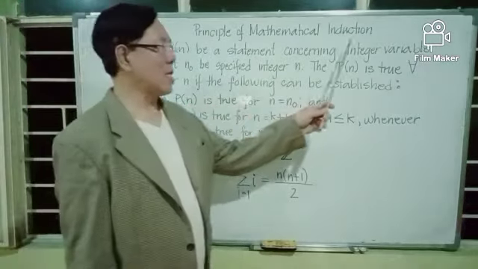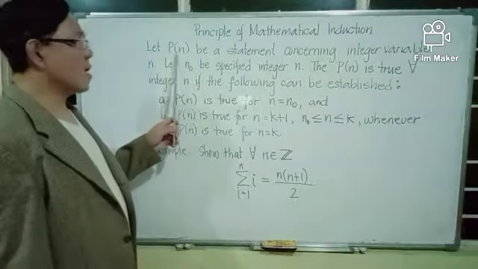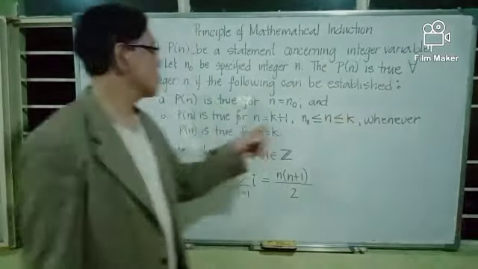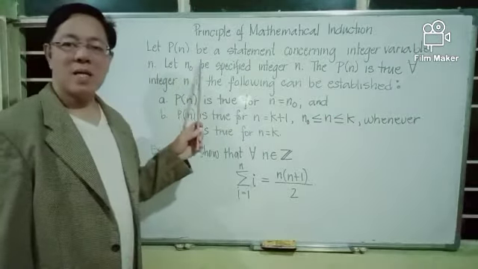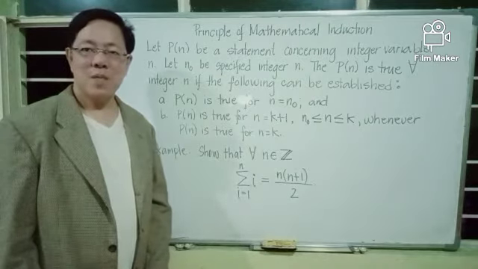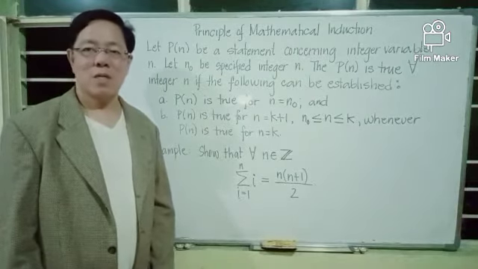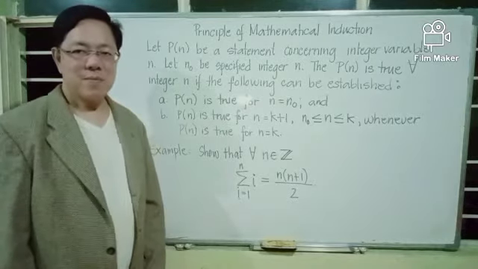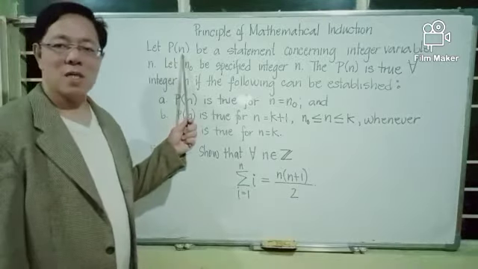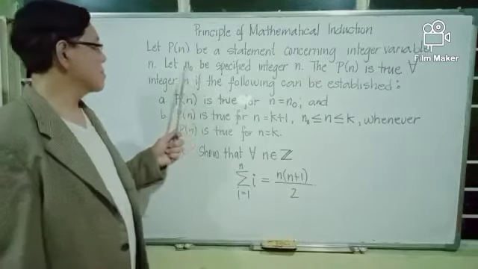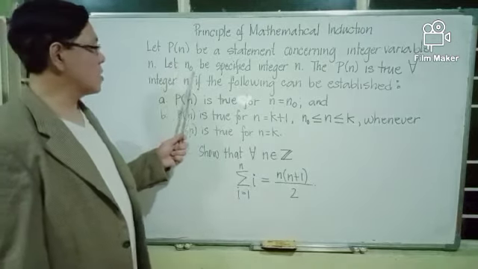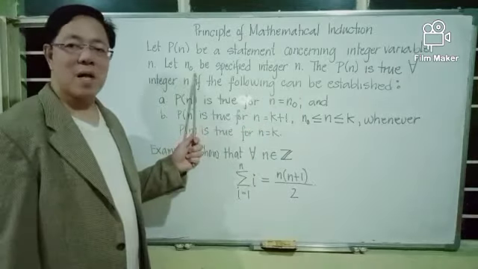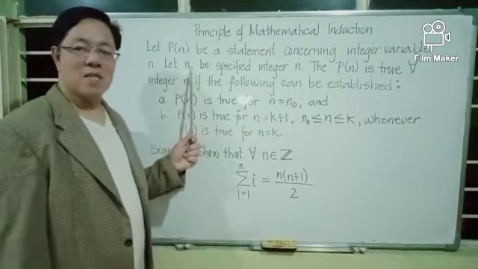Principle of mathematical induction. Let P of n be a statement concerning integer variable n. P of n is usually a mathematical statement. It can be in the form of a formula or an equation, and the variable n here will take only values that are integers. We continue: let n sub 0 be a specified integer. n is assigned a specific value, n sub 0, and n sub 0 is an integer.